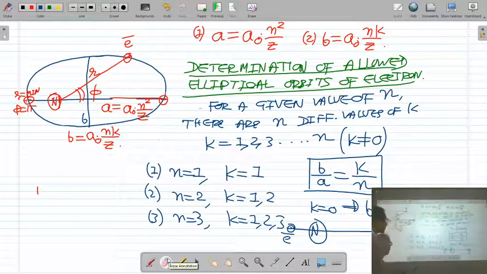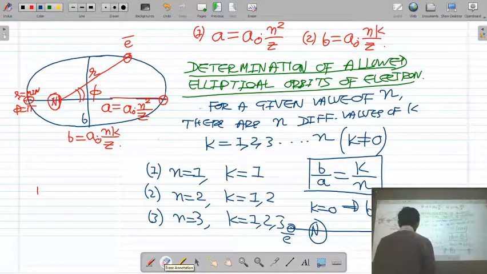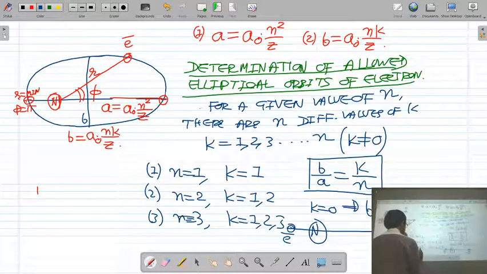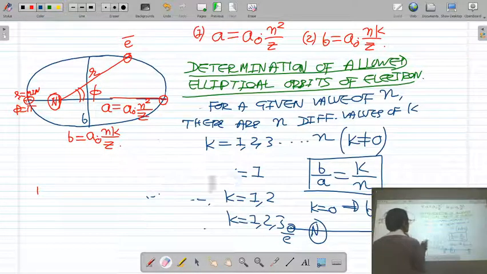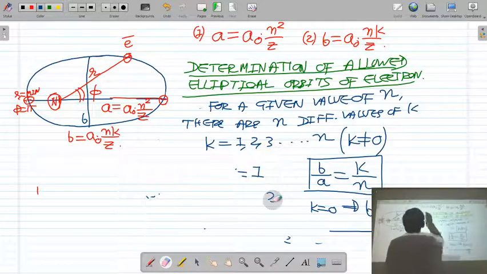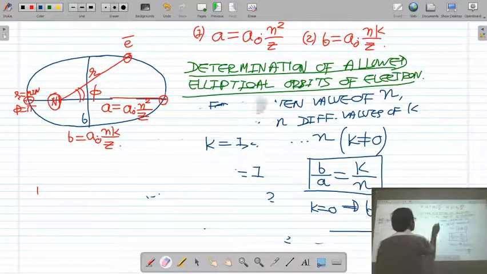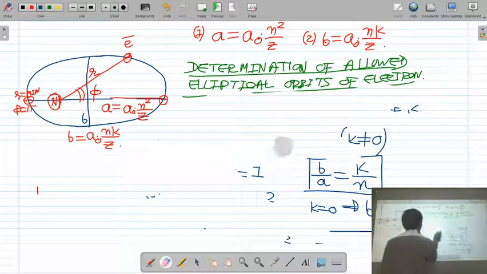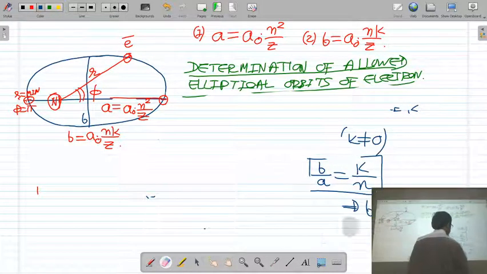Now please remember, for n is equal to 1, k has one value, that is 1. For n is equal to 2, k has two values, 1 and 2. For n is equal to 3, k has three values, 1, 2 and 3. So first of all, I will draw the elliptical orbit for n is equal to 1.